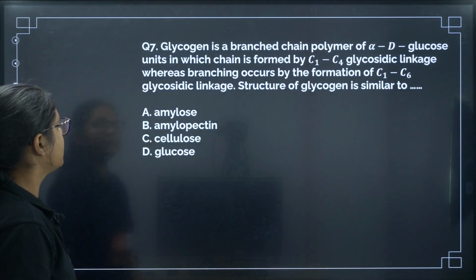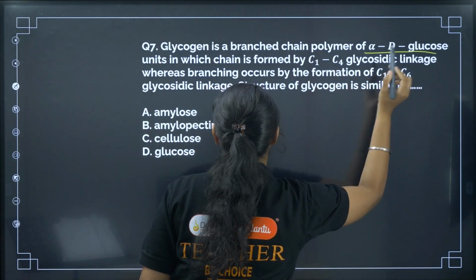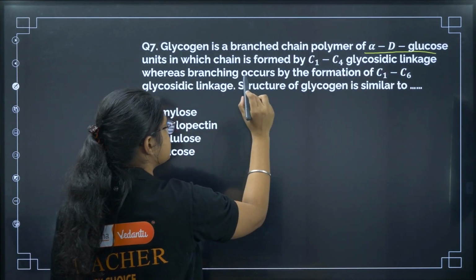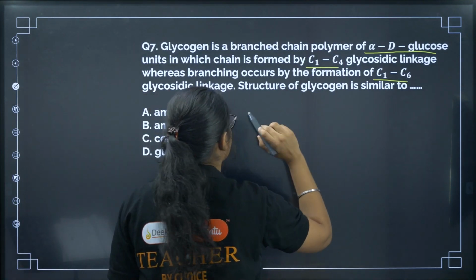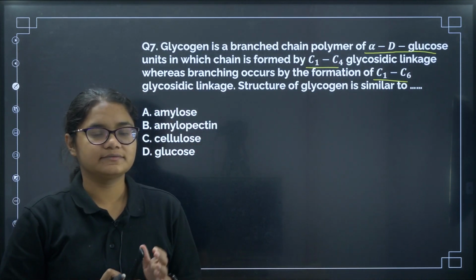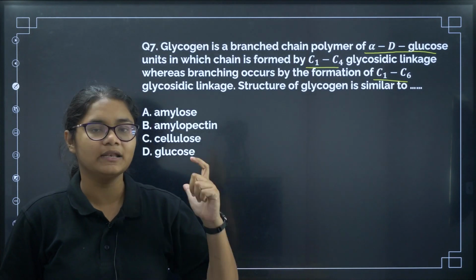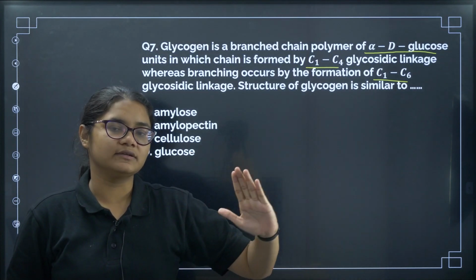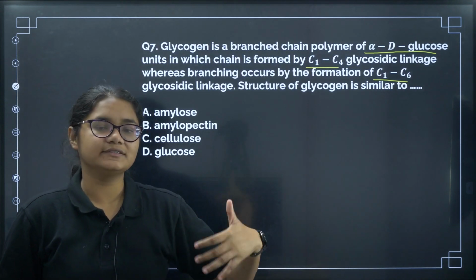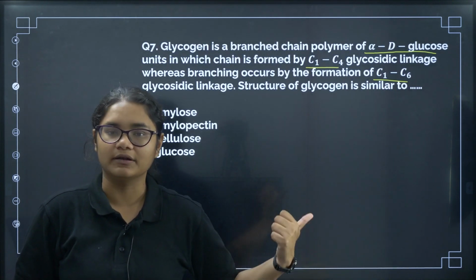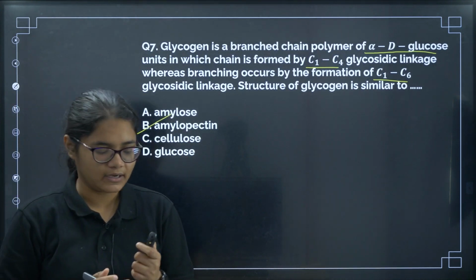Okay. Next one. Glycogen is a branched chain polymer of alpha-D-glucose units in which the chain is formed from C1-C4 and C1-C6 linkage. Its structure is similar to... So this is a very easy question. You know, in starch there are two parts: one is amylose and the other is amylopectin. In amylopectin also there is a C1-C4 linear chain and branching is there at C1-C6. So the extensive network of amylopectin is nothing but your glycogen. So it is similar to amylopectin. Correct answer is option number B.